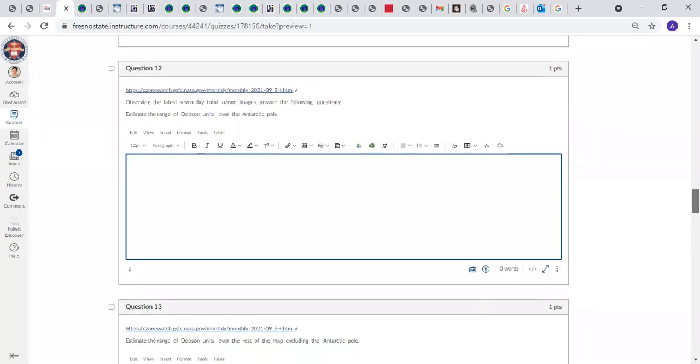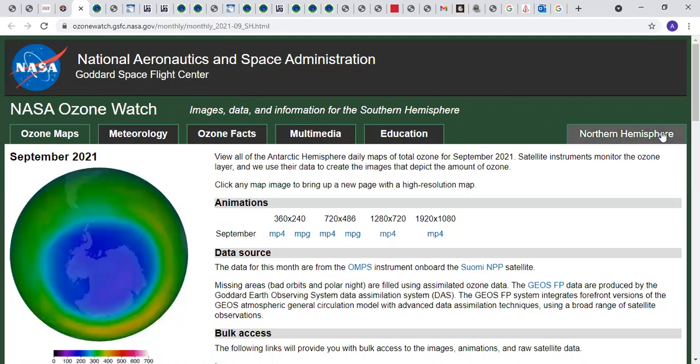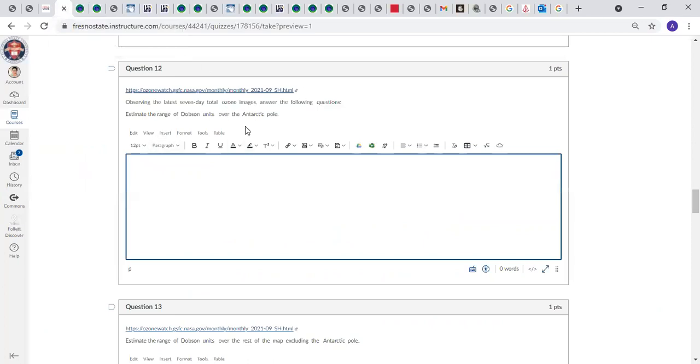And then next up, you're going to use this website. It's the same website for question 14. You're going to look at the last 7-day total of the ozone images, from September 5th through September 12th. And you're going to try to see the range of Dobson units over the Antarctic for that 7-day period.